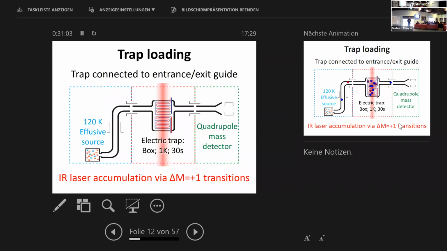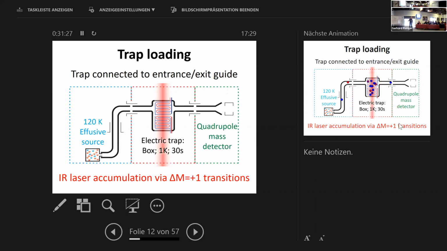So now how does it work? We start with the reservoir here. In this case, it's a 120 Kelvin diffusive source containing our molecules to begin with. Please remember, we have this guide. We bring the guide as close as possible to the molecular source. We have this bend. Only the slow ones make it around the bend. The fast ones go straight and disappear at the pump.